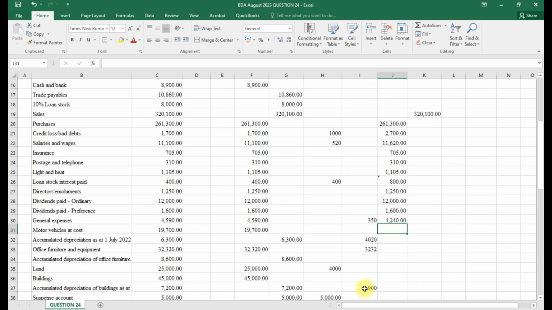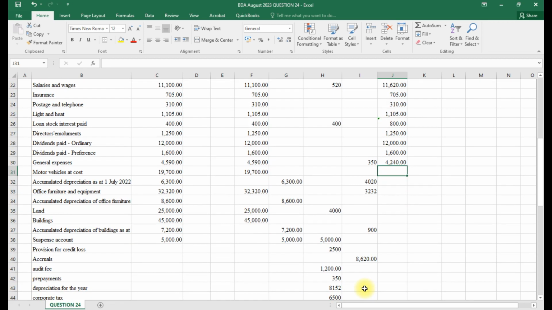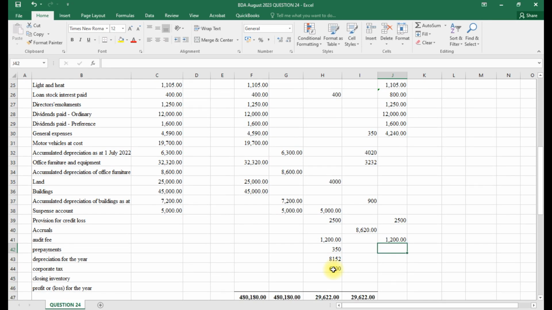Then what else? Accumulated, all these suspense. Yeah, we shall have the provision for credit loss because it was an increase. Then we shall have the audit fee here. Then we shall have prepayment, corporate tax item, corporate tax, and the depreciation for the year. This will be depreciation for the year. We shall have the corporate tax here, that way.